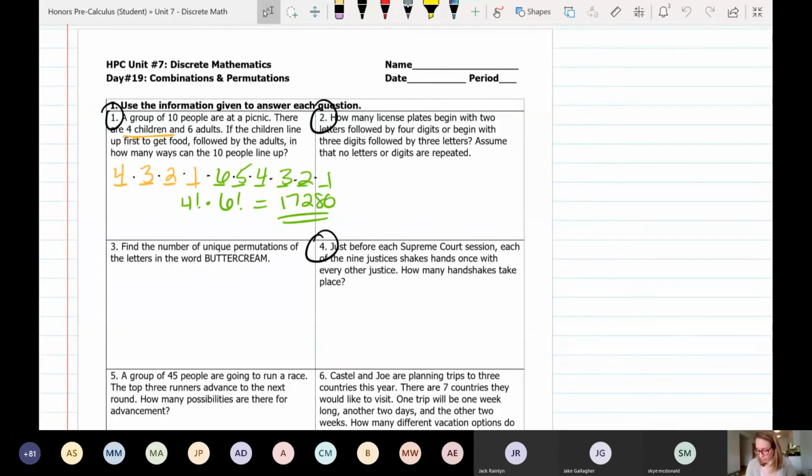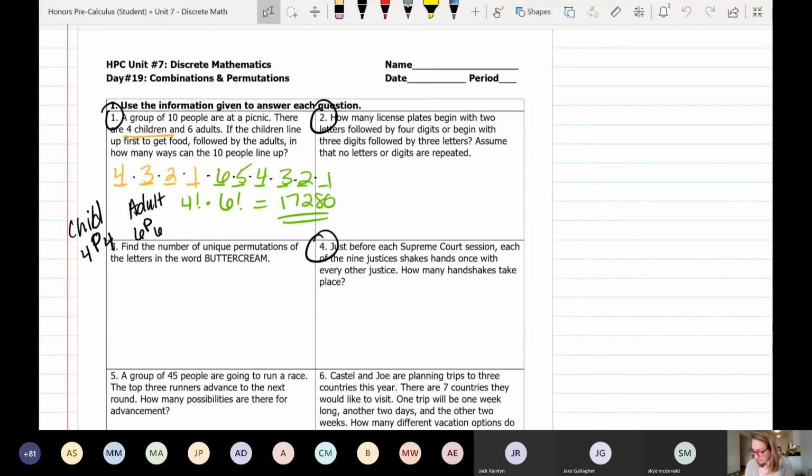So for the children, I just spelled children wrong, but we're just going to pretend I didn't. You would do P, and we are picking all 4 of them, so P4 is what we would write. And then we would do adults separately. We have 6 adults. Order matters, as we already talked about, because we want to know the ways they can line up. So permutation, and we are picking all 6 adults, so everybody gets to line up and get food.